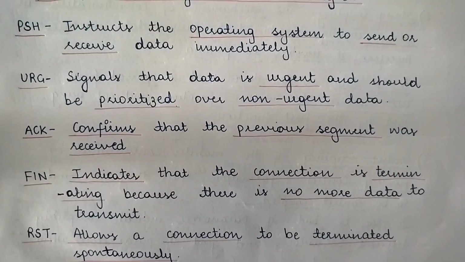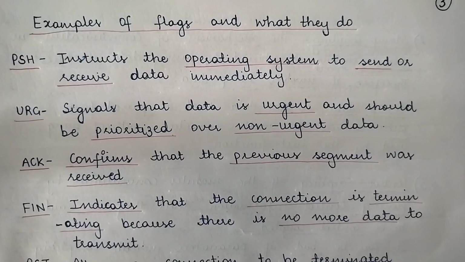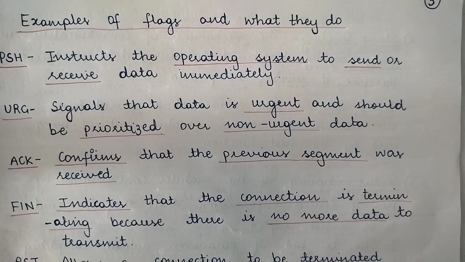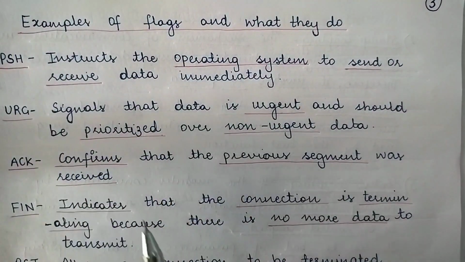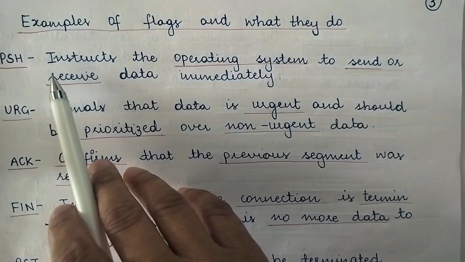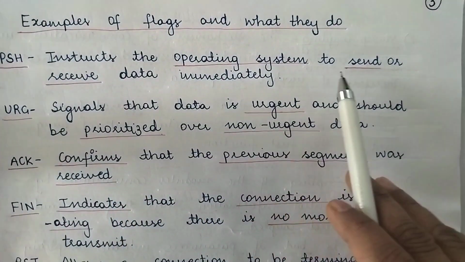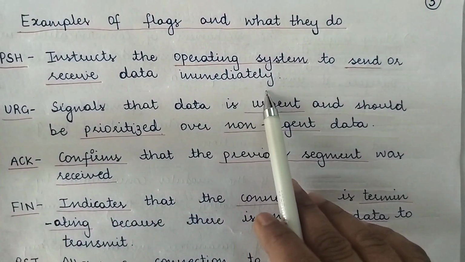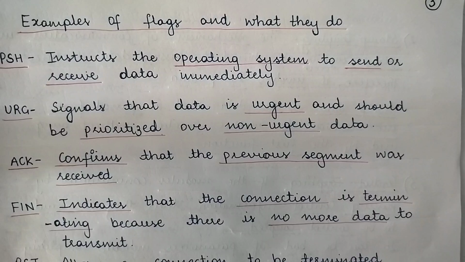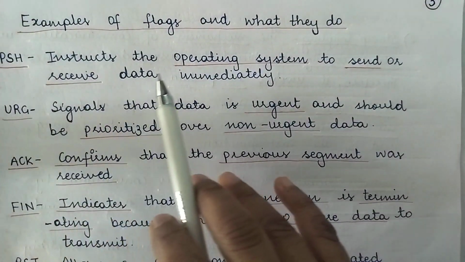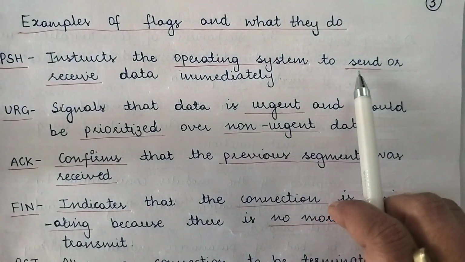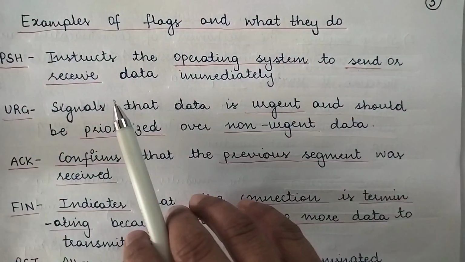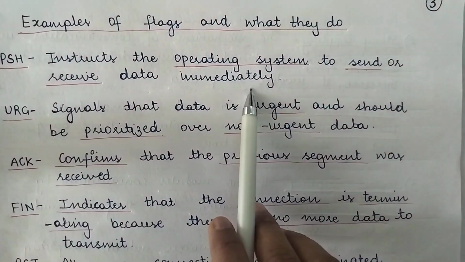Now, as we are discussing flags, you must know some important types of flags that exist. Besides these, there are other flags also, but we will be discussing the major ones. The first one is PSH. PSH instructs the operating system to send or receive data immediately. So the moment the system sees a PSH flag, it understands that there is an urgency, or a need to send or receive data immediately.